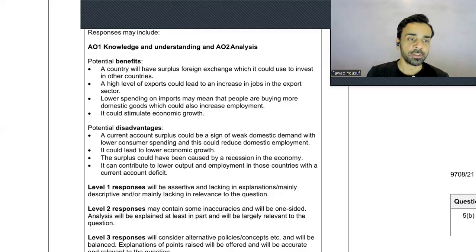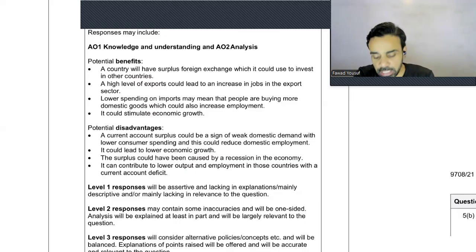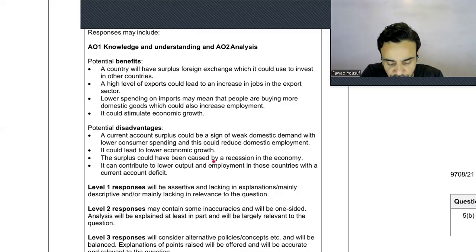Lekin, when you look into the country, you realize by taxing people, we've actually taken away their ability to consume. C went down, I went down, G went down. So as a result, the entire economy, ka jo local economy, hai, the AD fell down. And that AD falling down ended up creating a recession in the economy, falling economic growth. One good thing out of it is that inflation might get under control. बट ये उस पॉइंट ऑफ व्यू से ये सरप्लस का काउंटर आर्ग्यूमेंट है. It can contribute to lower output and employment in those countries with a current account deficit.